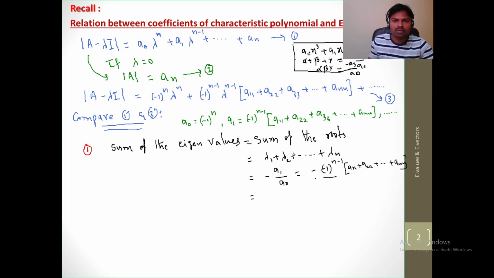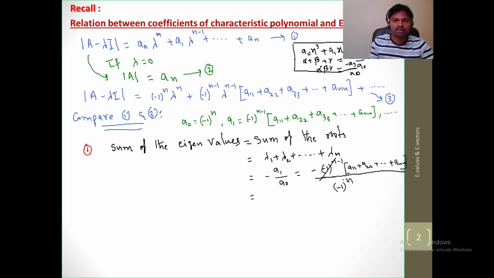Okay, whole divided by, so now the a1 value is substituted. Next, the a naught value is from here, minus 1 whole to the power of n. Now look here: minus 1, nothing is there, here minus 1 it is actually. So minus 1 whole to the power of 1 I can write, and minus 1 whole to the power of n minus 1. It will become minus 1 whole to the power of n.